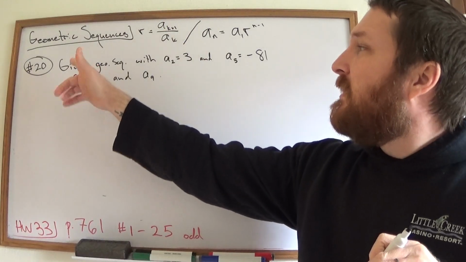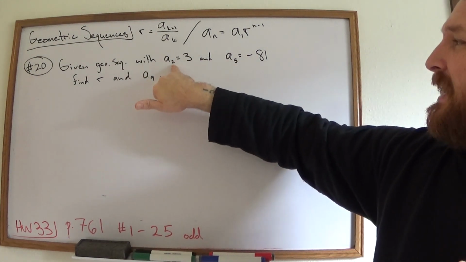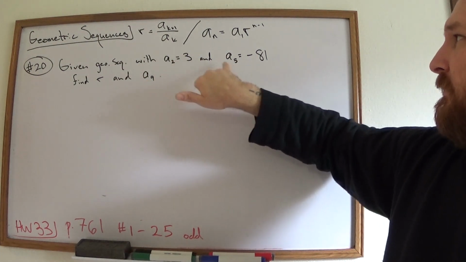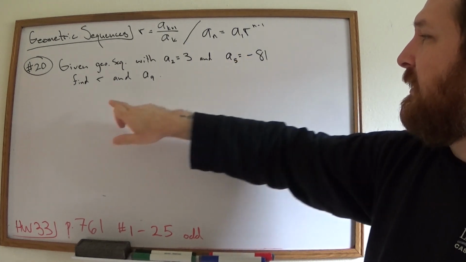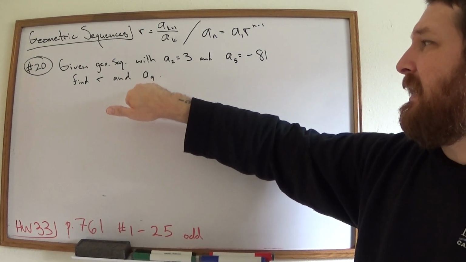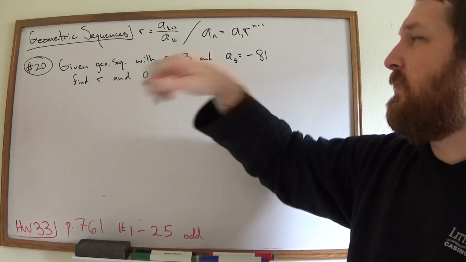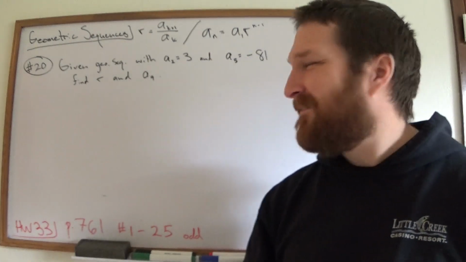Number 20, given a geometric sequence with the second term, a2, equal to 3, and the fifth term, a5, equal to negative 81, find r and find a9, the ninth term. Pause it and try it.